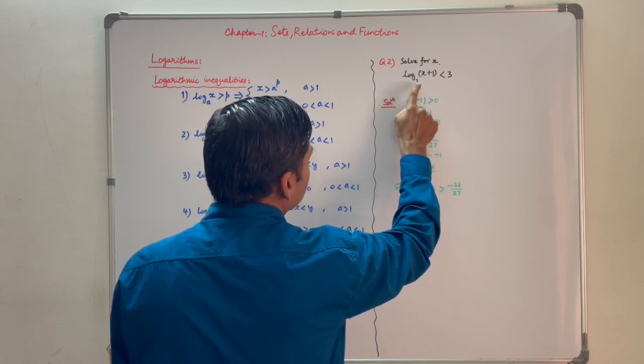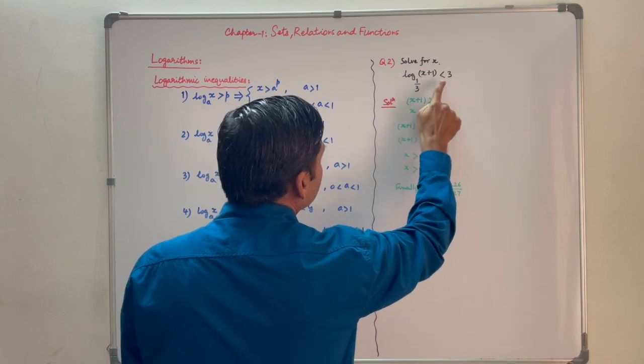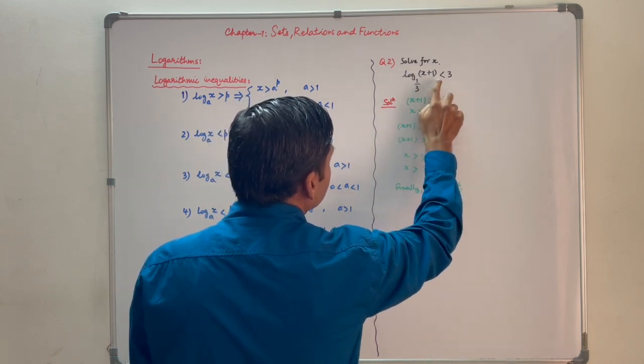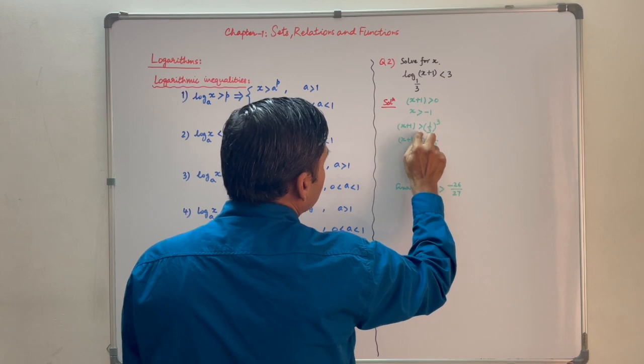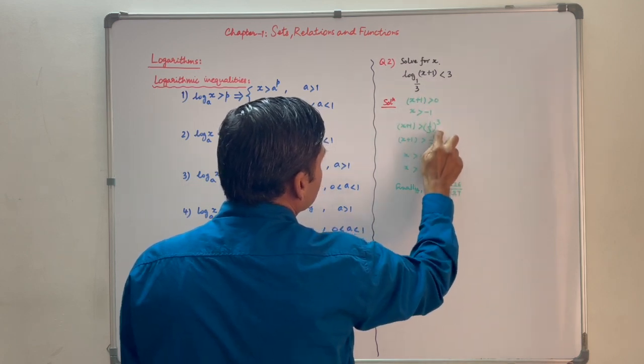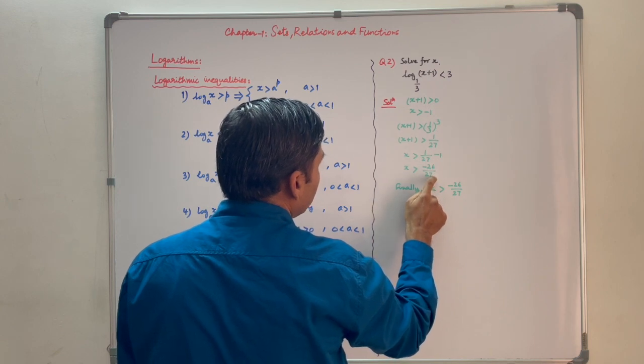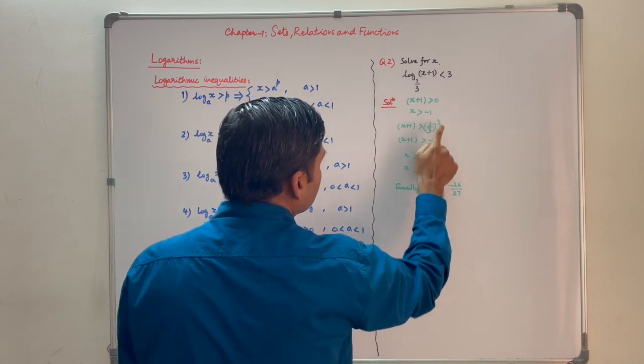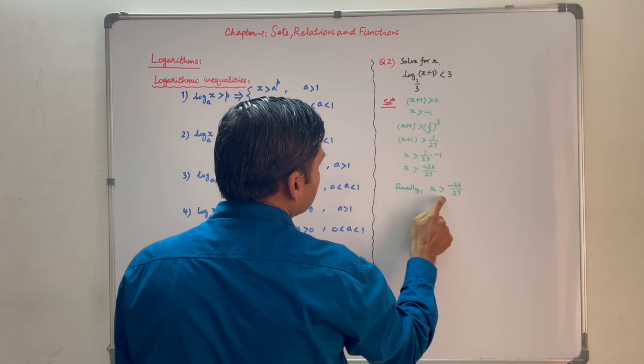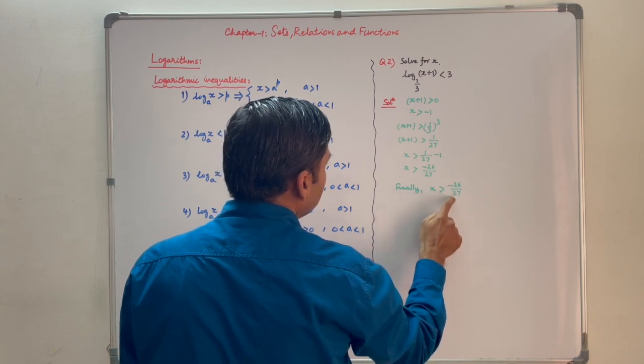So the second condition will be x plus 1 is greater than. This sign will be switched. So it is greater than 1 by 3 to power 3. That means x is greater than minus 26 by 27. So combining this and this, we can say that x is greater than minus 26 by 27.